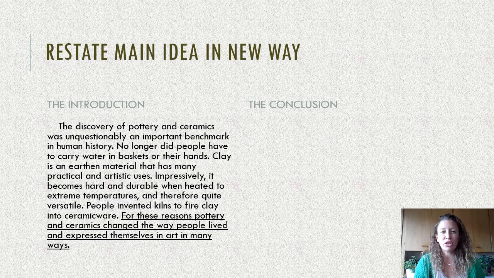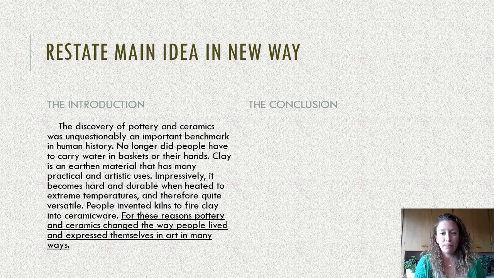As you see from the introduction here, the main idea of this expository about pottery and ceramics would have been, and I've underlined it here for us to read together. For these reasons, pottery and ceramics changed the way people lived and expressed themselves in art in many ways. So I was going to go on in my expository and really describe in my body paragraphs the ways that pottery and ceramics changed the way people lived and how they express themselves in art. So in my conclusion, I'm going to go ahead and construct a sentence that again brings that main idea forward.